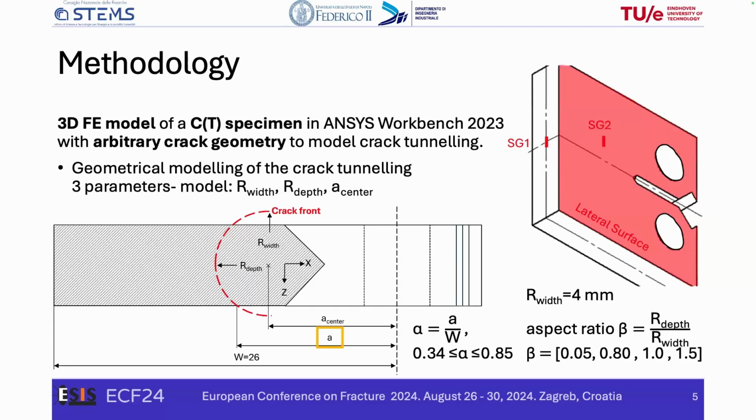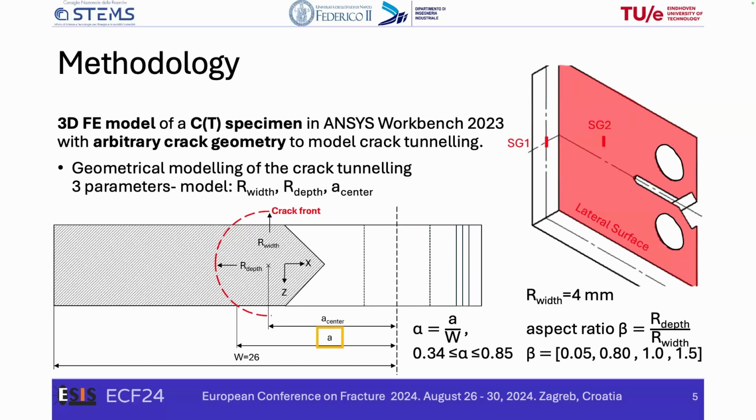Our methodology is based on 3D finite element analysis of a CT specimen with occurrence of crack tunneling and the crack front modeled with an elliptical crack front with the center on the midplane of the specimen. Therefore, it is a 3 parameters model depending on the 2 radius of the ellipse and the length of the crack, which is measured on the lateral surface of the specimen in compliance with the laboratory practice to measure it with the microscope.